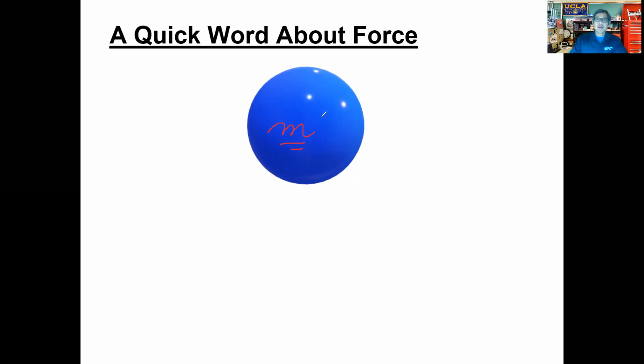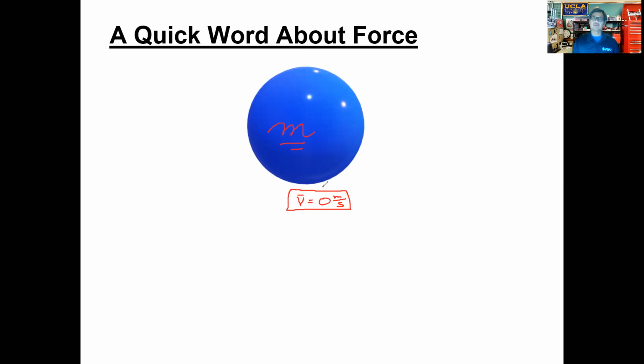Now, initially, this ball is not moving, so we can say that the velocity of this ball is going to be 0 meters per second. That is, it is not moving, so we represent its speed as 0. So if the object is not moving, its speed is 0. I think that makes sense.